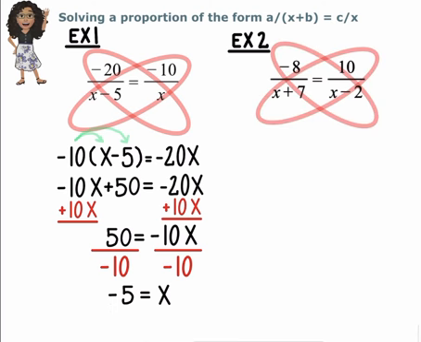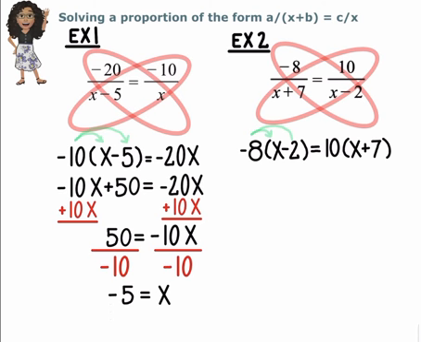A big takeaway is anytime you see a single fraction equal to a single fraction, you can multiply the diagonals and set them equal to each other. So here we go. We're going to multiply -8 times x minus 2 and set it equal to 10 multiplied by x plus 7. To simplify the left side, I need to distribute the -8.